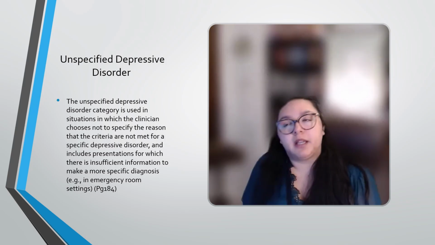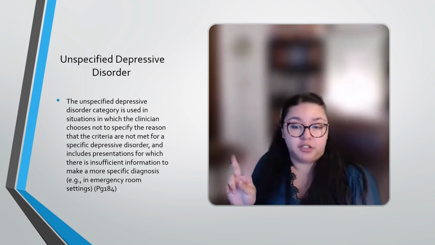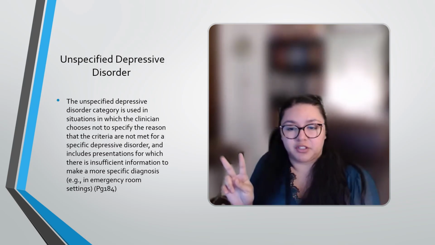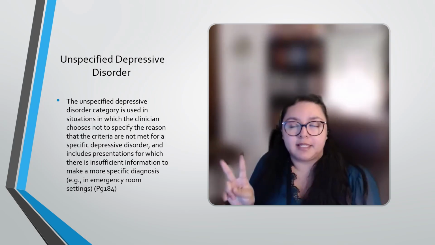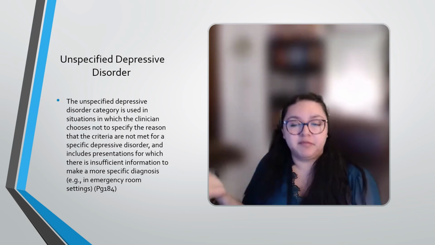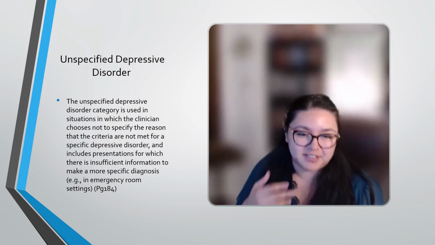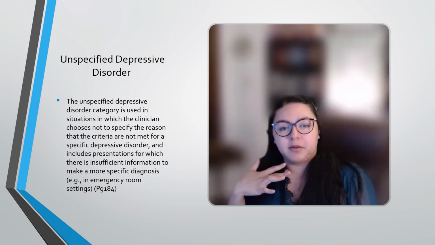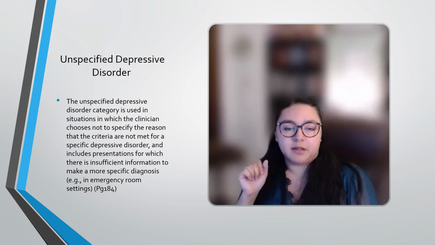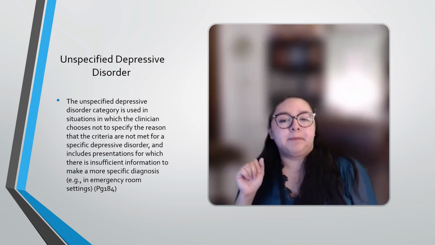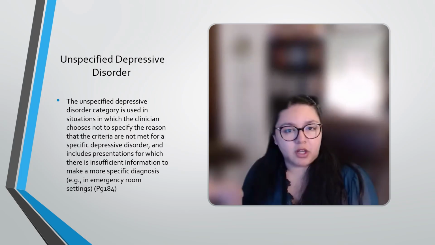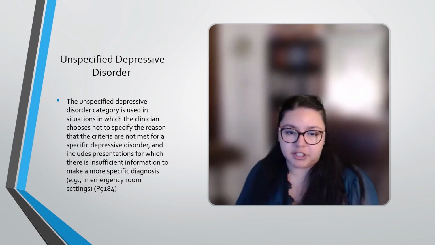Maybe they meet other criteria, but they don't have the first two, or at least they haven't talked about the first two criteria A symptoms, which again are mood and loss of interest, right? So we have this diagnosis here, which is on page 184, and it should not be a long term thing. It should be kind of a placeholder and then being able to get more information.